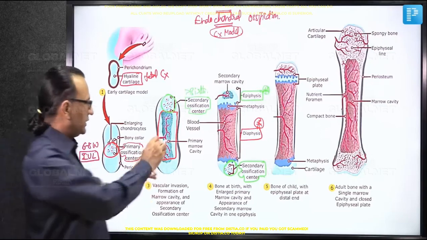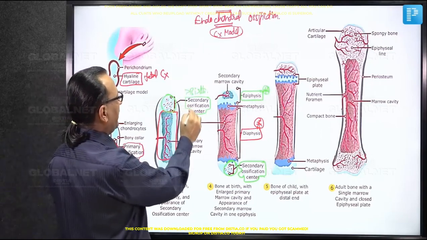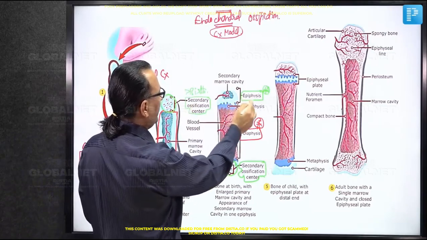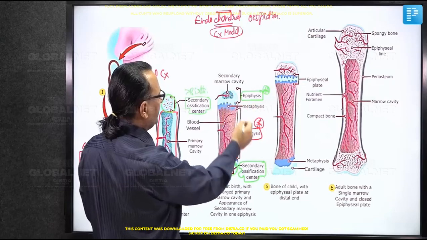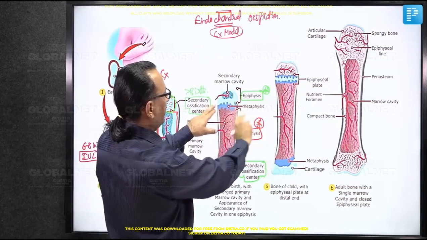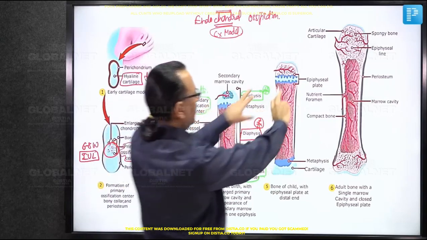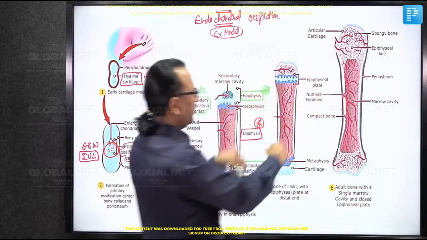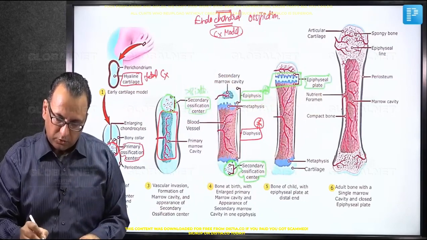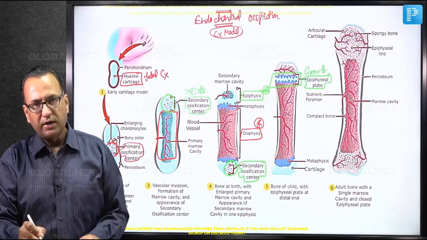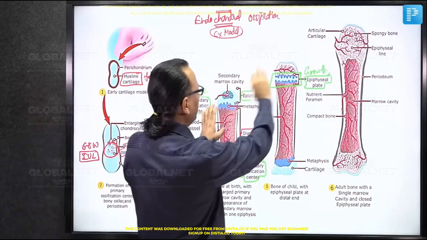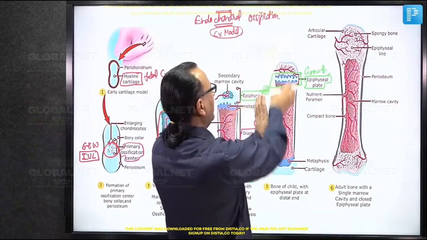These secondary centers are going to form the ends of the bone, or the epiphysis. But then there is a gap between the epiphysis and the diaphysis. There you will have the growth plate, which later will become metaphysis, and that growth plate is also called epiphyseal plate. This epiphyseal plate is made up of hyaline cartilage. It is not yet ossified, and because of this growth plate, the length of the bone keeps increasing.